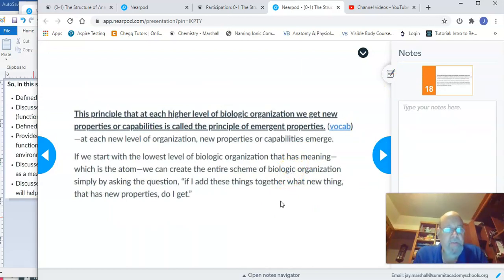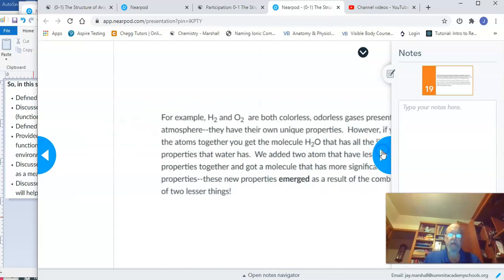Okay, so this principle that at each higher level of biologic organization we get new properties or new capabilities is called the principle of emergent properties. At each new level, new properties or capabilities emerge from the combination of lower levels. So if we start at the lowest level of biologic organization that has meaning, which is the atom, we can create the entire scheme of biologic organization simply by asking the question, if I add these things together, what new things that have new properties do I get?